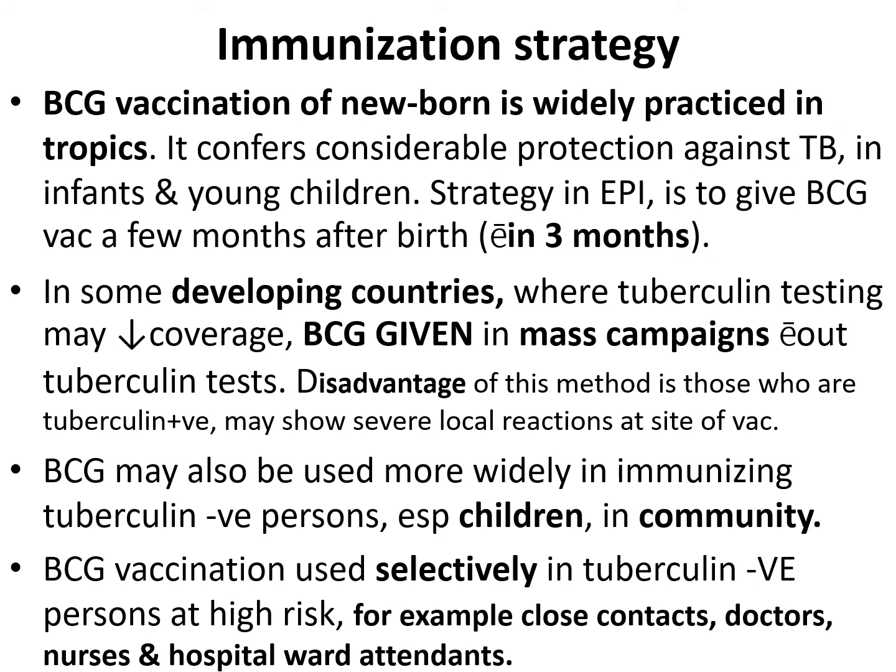Immunization strategy. BCG vaccination of newborns is widely practiced in the tropics. It confers considerable protection against TB in infants and young children, and this is done in Egypt. Vaccination of newborns: the strategy in the API, expanded program of immunization, is to give BCG a few months after birth, within 3 months of birth.